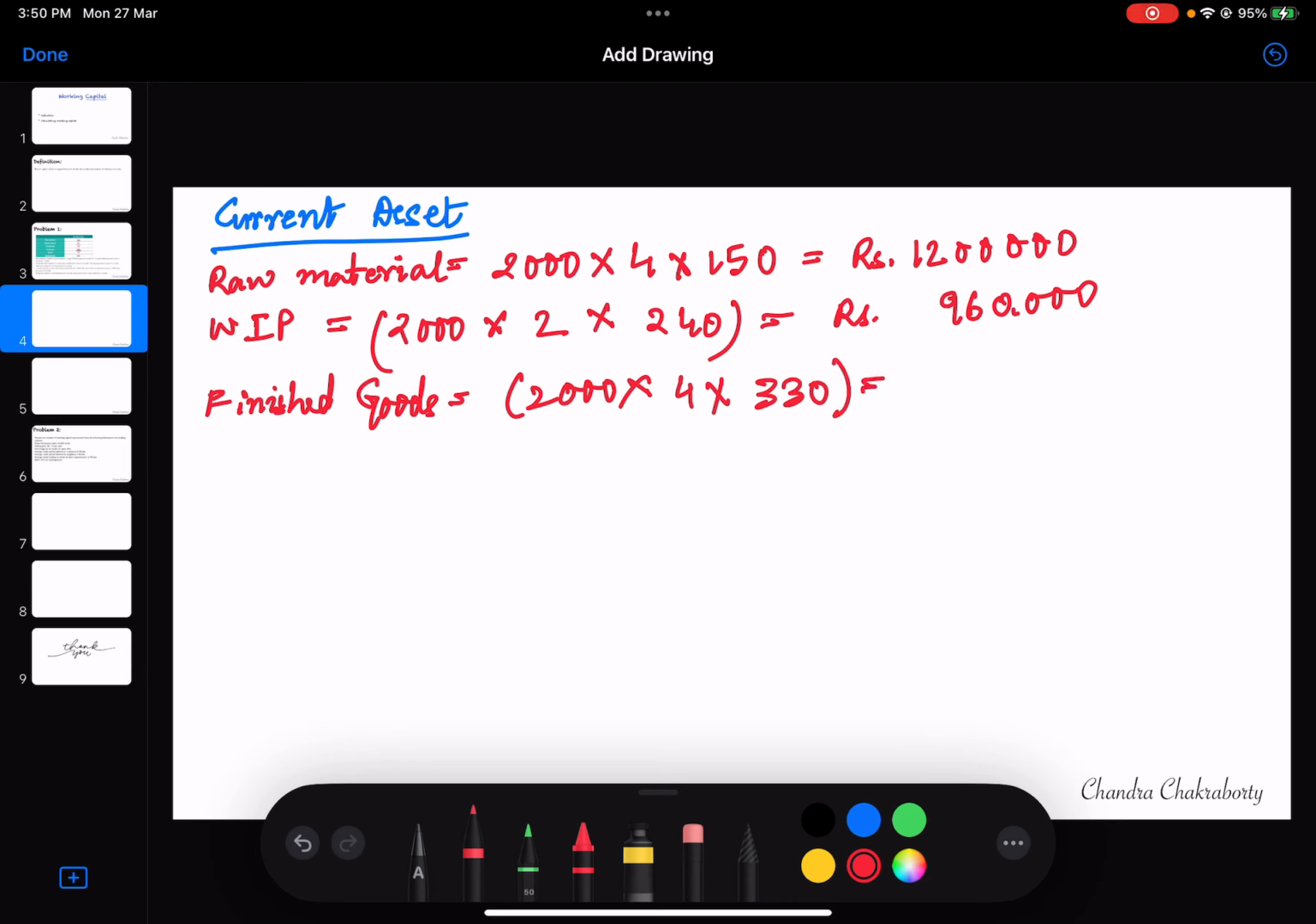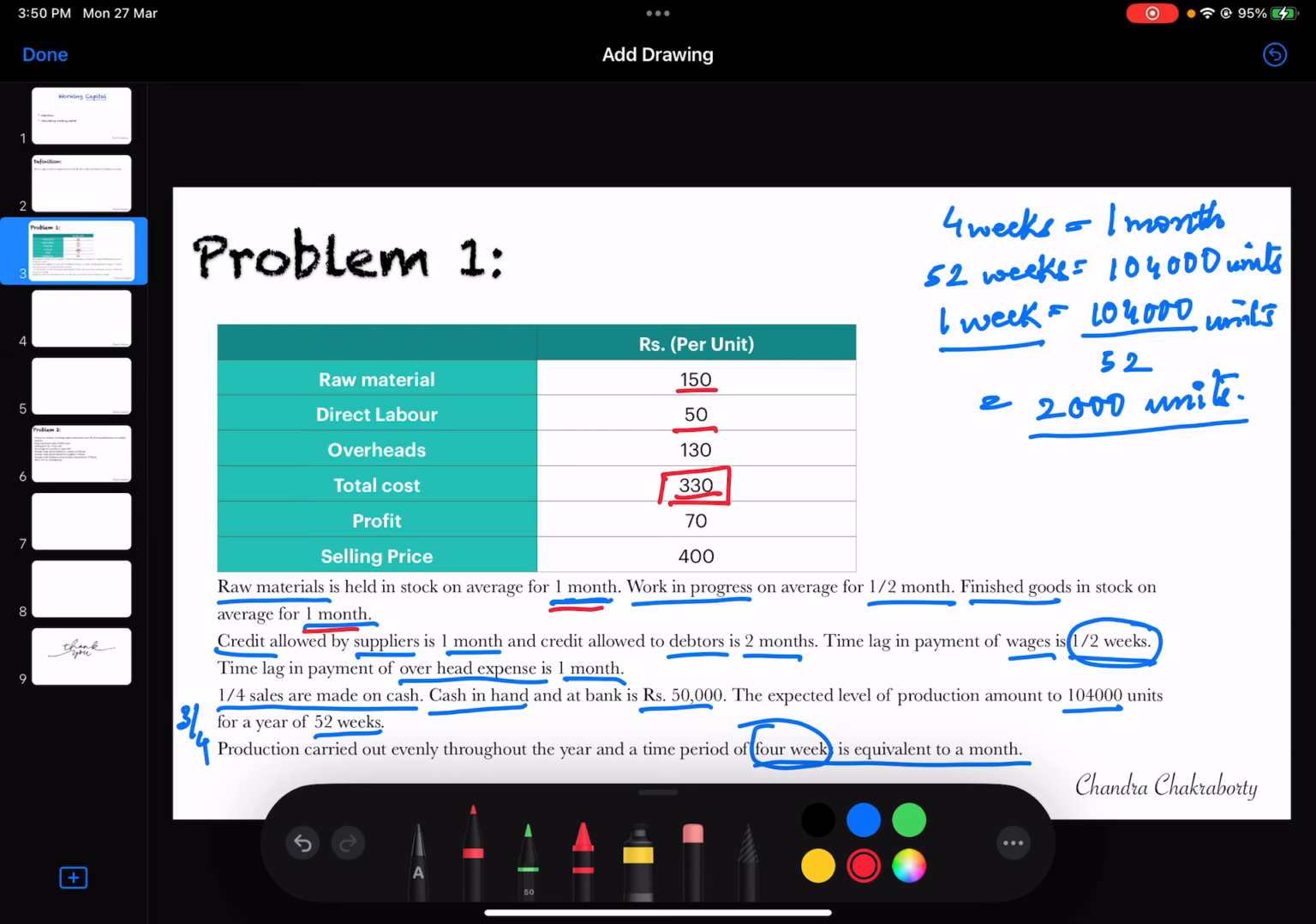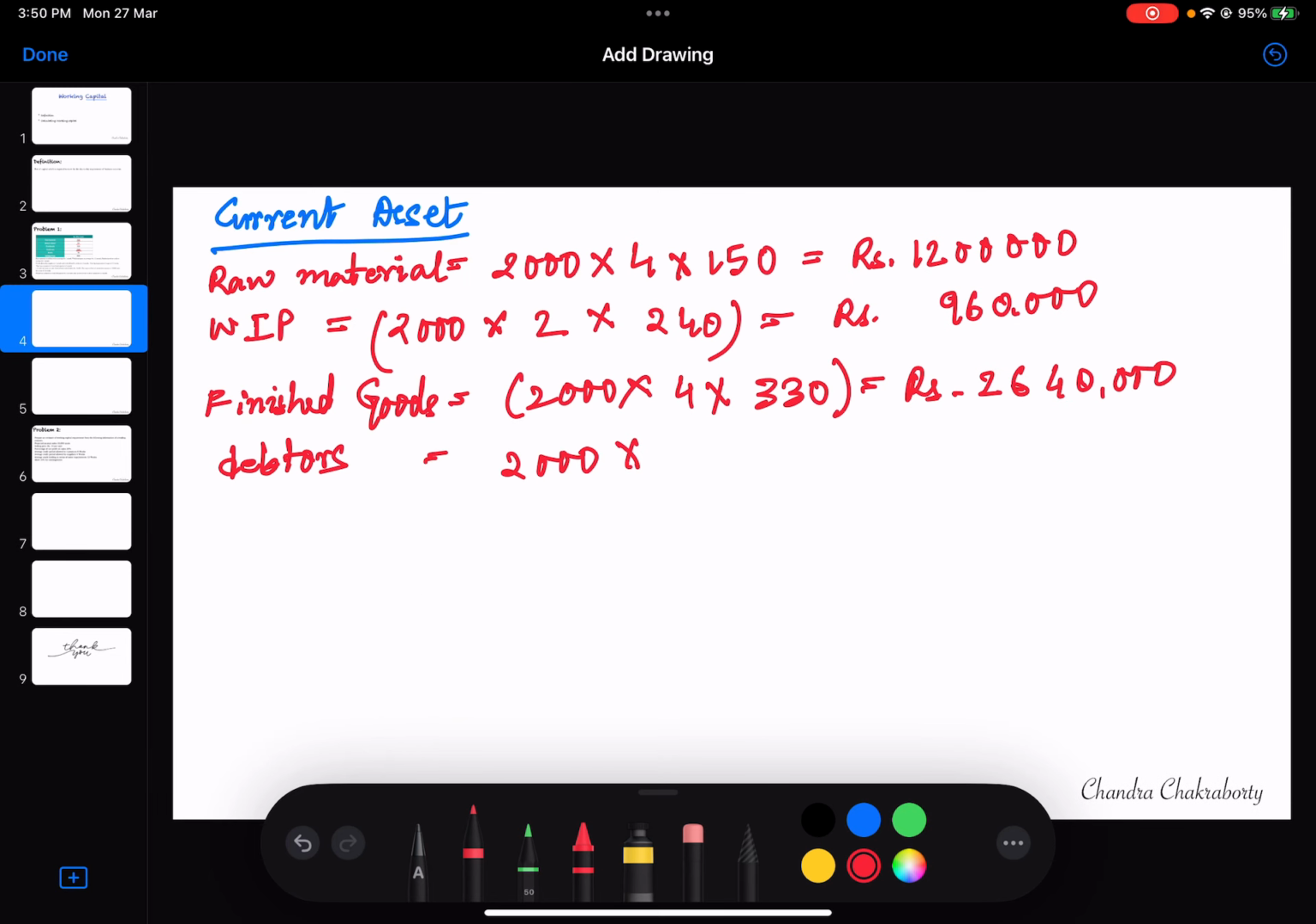This will give you 26,40,000. Okay. And then debtors, it will be 2000. For debtors, it is 2 months. That means 8 weeks, right?